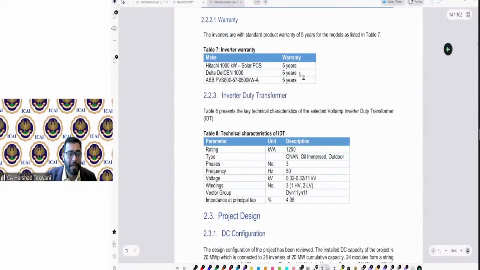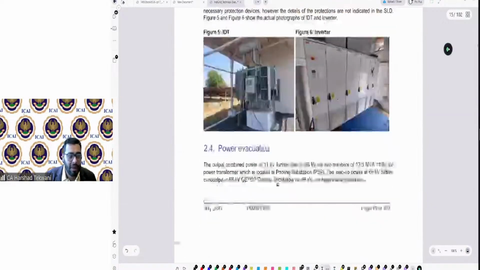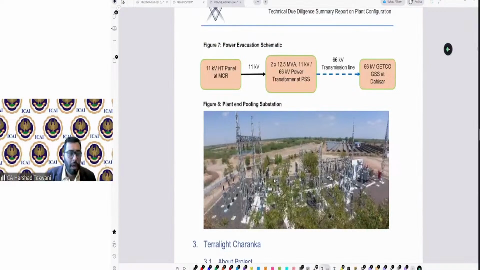Warranty, how much warranty is there, technical characteristics of IDT, okay, project design, then AC configuration, all those things will be there in this particular information. And accordingly, they will prepare a report and give it to me. And I will view the report, and then on the basis of this report, I will take the decision whether to invest or not. Hypothetical example, which I'm showing you. This is one example of a technical due diligence report.